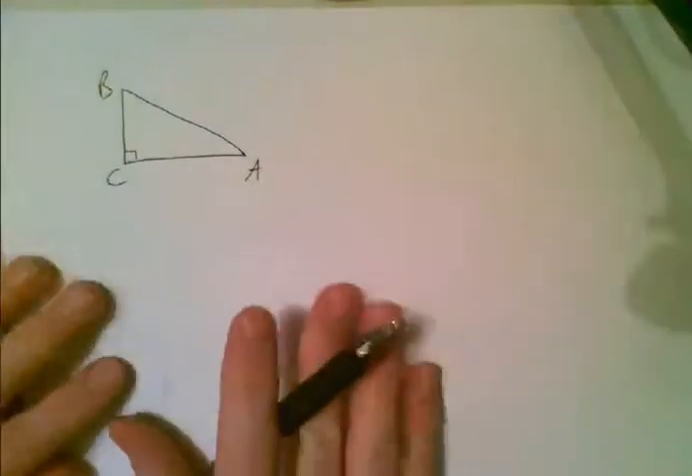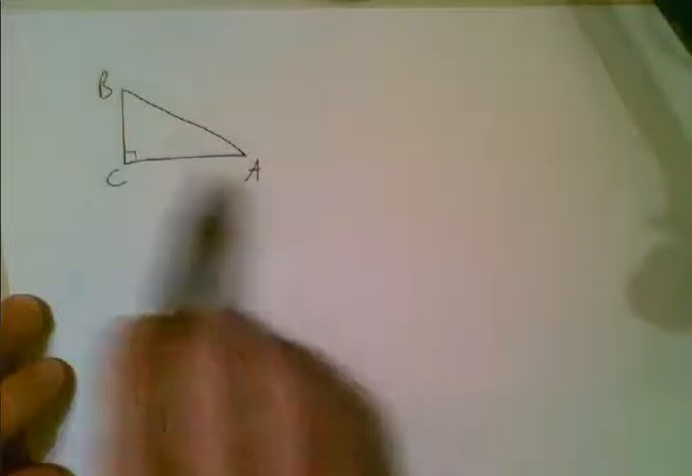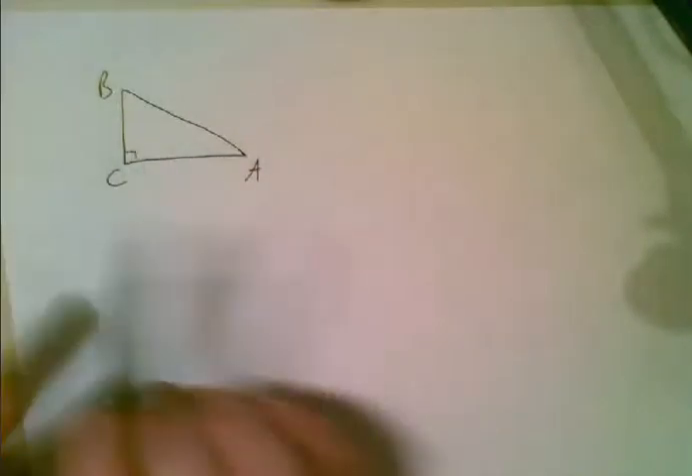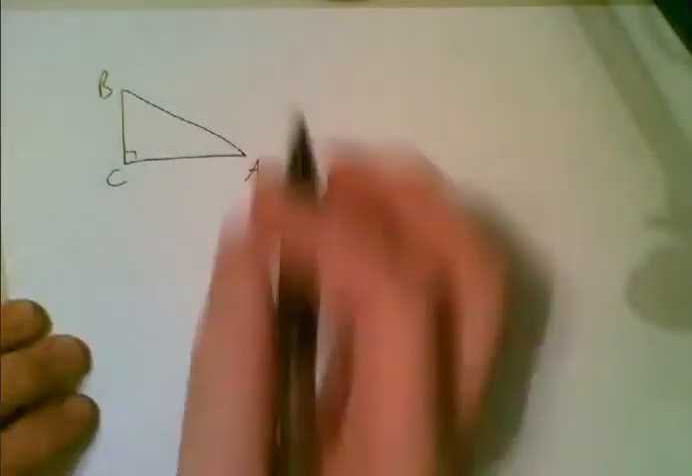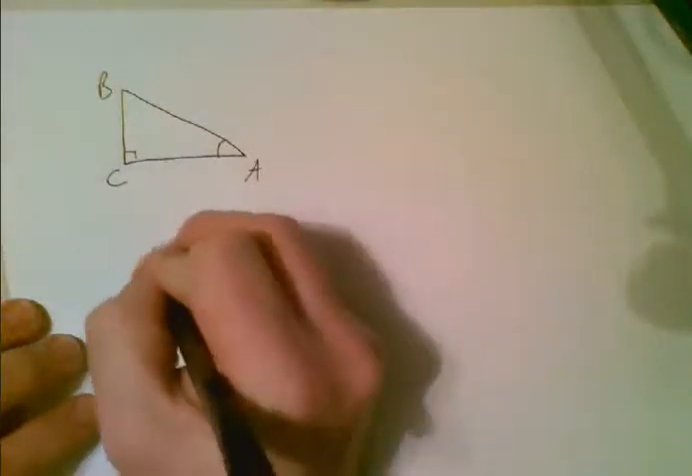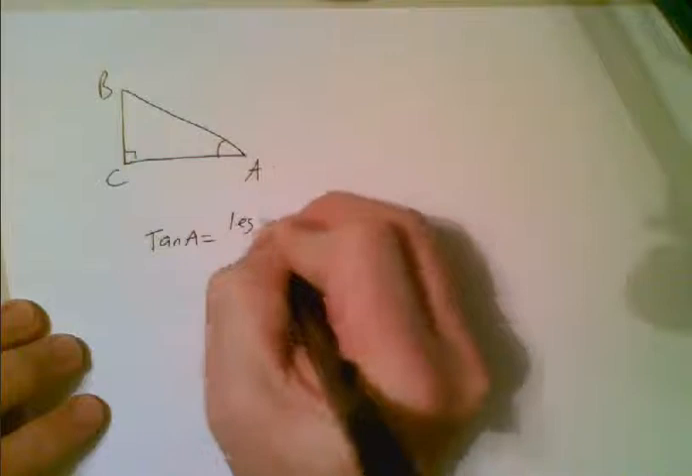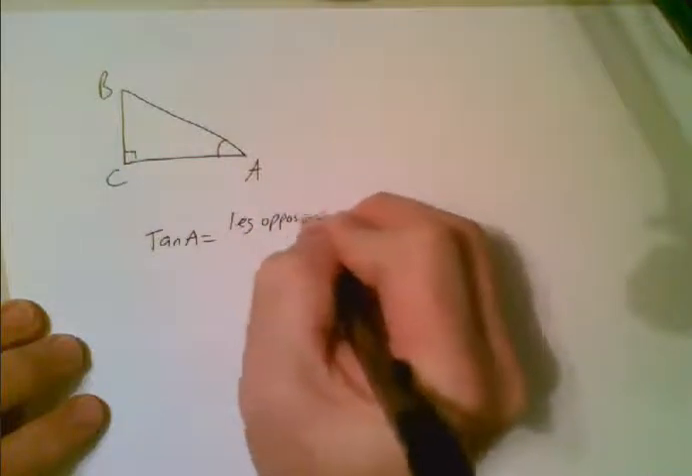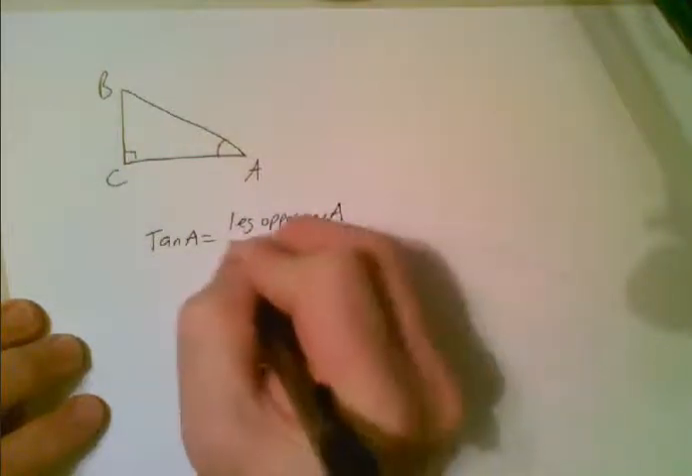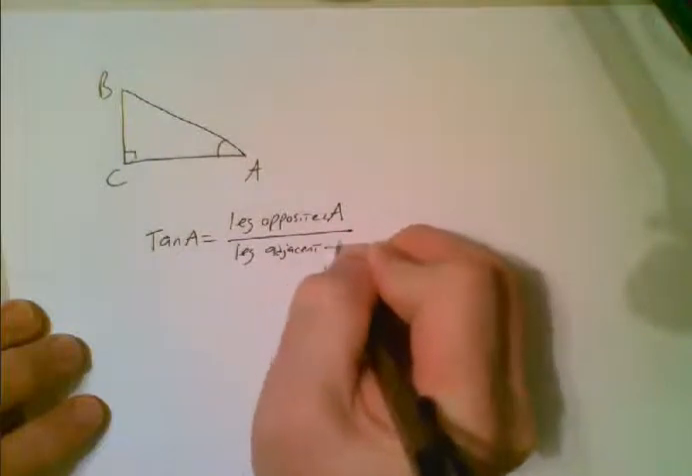If you have a right triangle, it could be any right triangle. It doesn't have to be special. It doesn't have to be 45-45 or 30-60. It's just any old right triangle. If you focus your attention on angle A, then we can say that the tangent of angle A is equal to the leg opposite angle A divided by the leg adjacent to angle A.